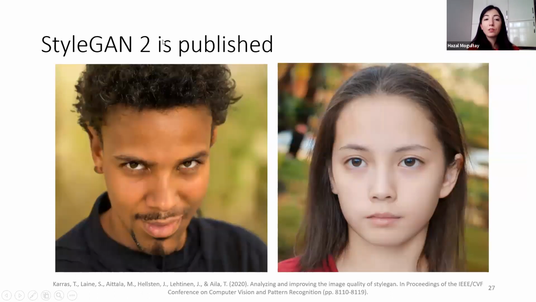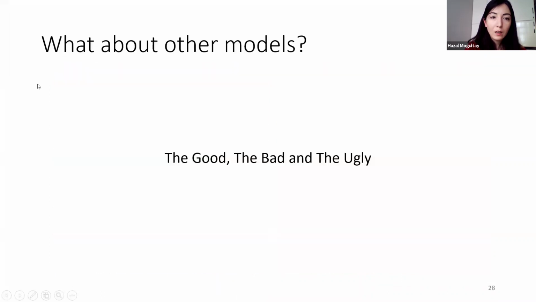By the way, if you haven't heard, StyleGAN 2 is published. I didn't have time to read it yet, but I've only checked the results, and they are really, really nice. I again recommend you to check this one if you are using these kinds of methods in your research area. So what about other models? From now on, I will talk about some other models, but I will not go into the really detailed loss functions and optimization, everything. I just want to give you some idea and some opinion on the available models.